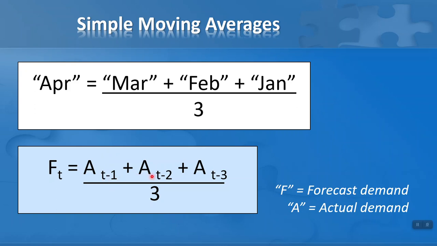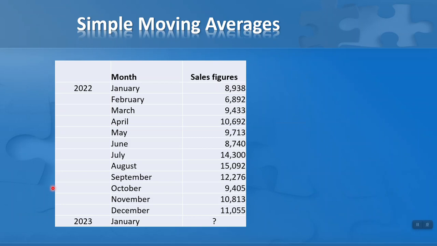We add that to the actual for the second most recent time period, which is A T minus 2, plus the third most recent time, which is T minus 3. Add those three figures together, divide by 3, and we will get a forecasted amount for the current time period. So let's use some data to get an example of what we mean by all of this.